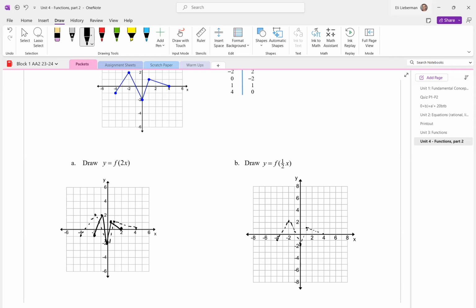I'm going to call on someone to give me all the coordinates of our function in B. And make sure you check with your neighbor once you're done.